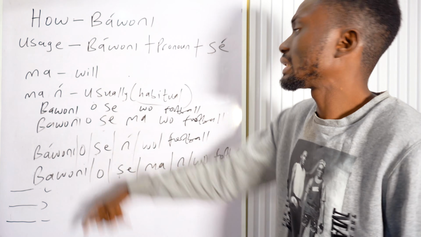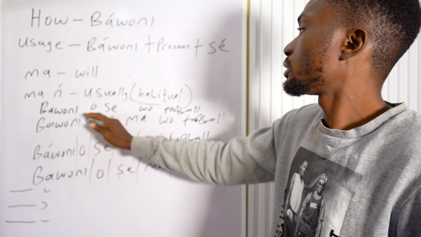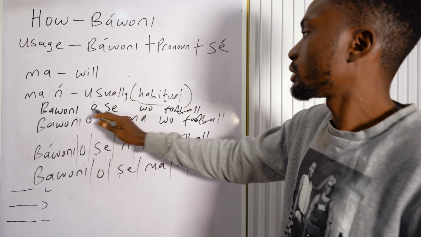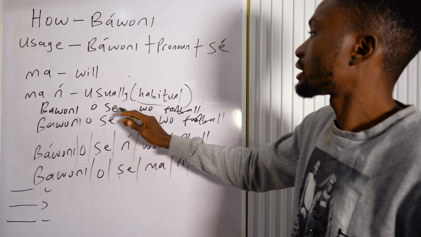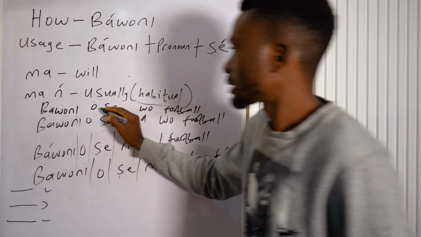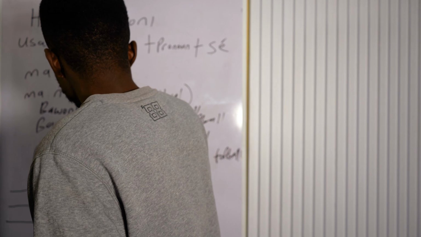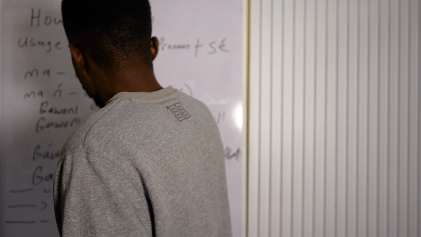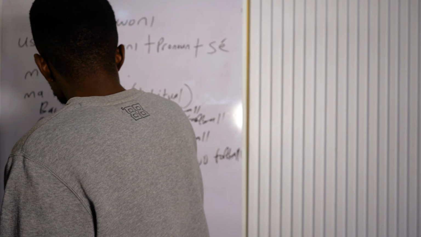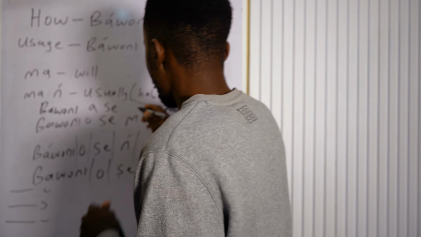So if I want to use another example, like báwo ni a ṣe fọ abọ́? Báwo ni a ṣe dé airport? Let me down. Báwo ni a ṣe dé? Dé is arrive.